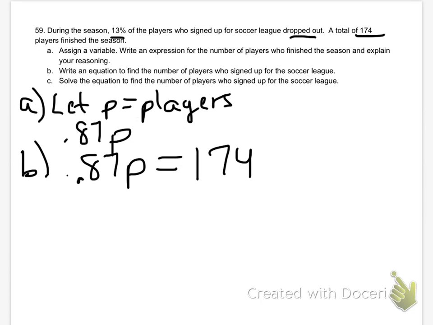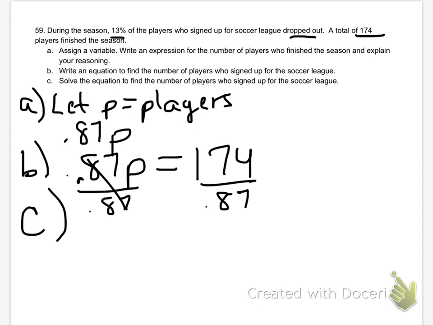We've got to calculate part C, then, how many signed up for the soccer league. So if it's 0.87 times P, to get that P all by itself, I'm going to divide both sides by 0.87. The division property of equality says whatever I divide one side by, I have to do to the other. Once again, remember, .87 over .87 is just a fancy looking 1.